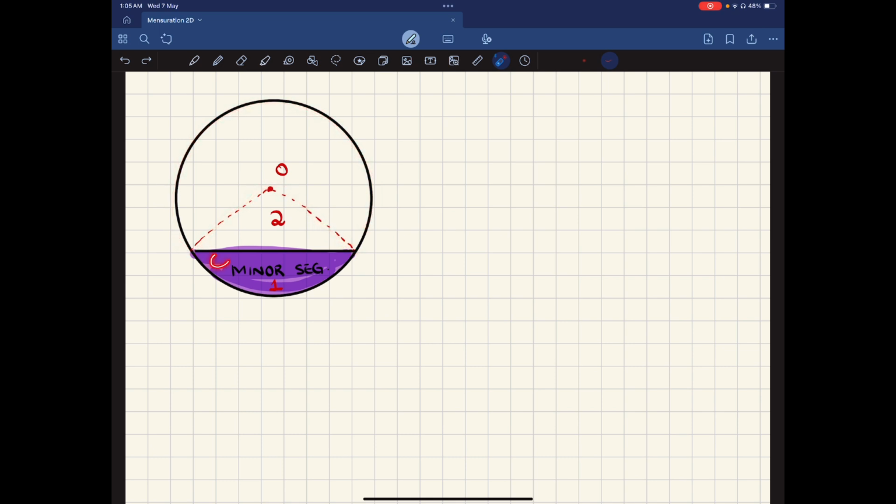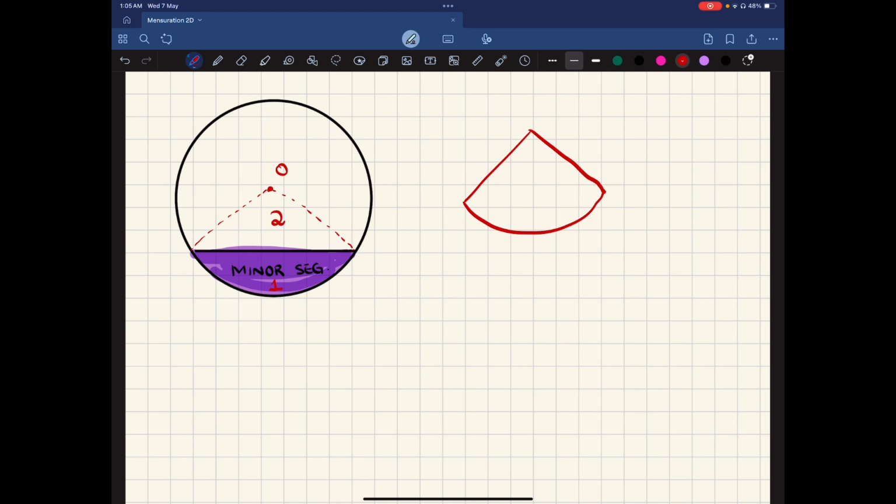Okay, now if we are to find the area of this minor segment, we do not have a formula that we can directly apply, but we know how to calculate the area of the minor sector, right? We know how to calculate the area of the minor sector. So let's draw this sector outside.